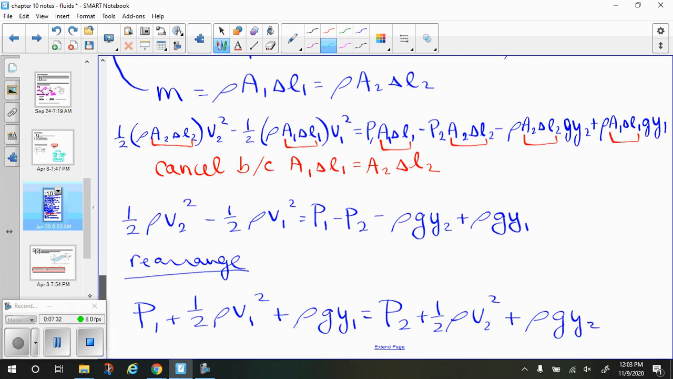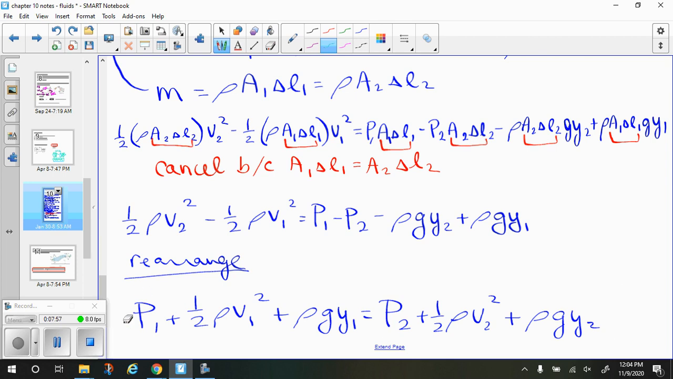And what's left is 1/2 times the density of the fluid times velocity 2 squared, minus 1/2 times density of fluid times velocity 1 squared equals pressure 1 minus pressure 2 minus density times g times y2 plus density times g times y1. Now we usually rearrange it so that we have all the ones on one side and all the twos on the other side.